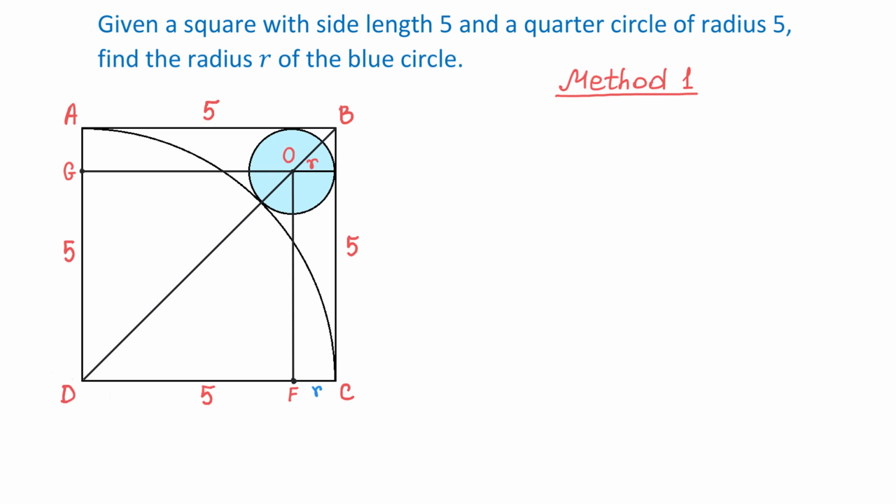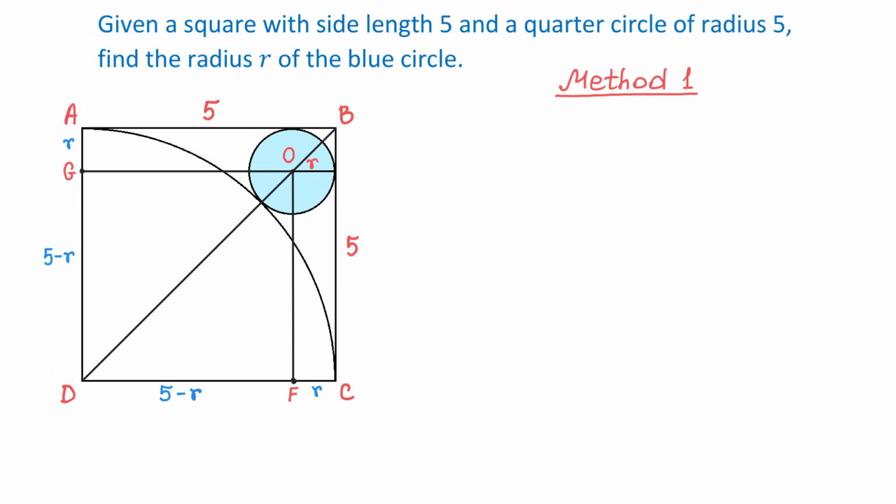Then if the distance from D to C is 5 units and this part is r units, then the distance from D to F is 5 minus r. The same situation we will have to the left. The distance from A to G is r and the distance from G to D is 5 minus r.